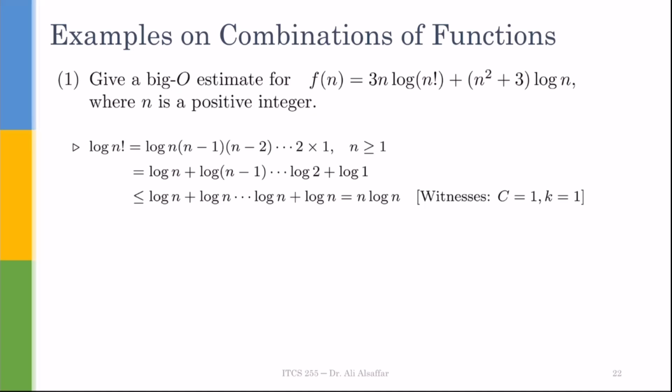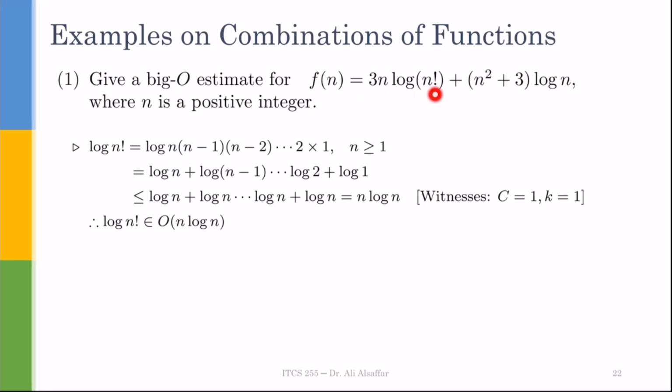If you consider this inequality, log n factorial less than or equal to n log n, then this is actually the basic definition for big O between log n factorial and n log n. To find the witnesses, the number that is in front of n log n will be c, and the value of k is equal to 1. So therefore here we can conclude that log n factorial belongs to big O of n log n.